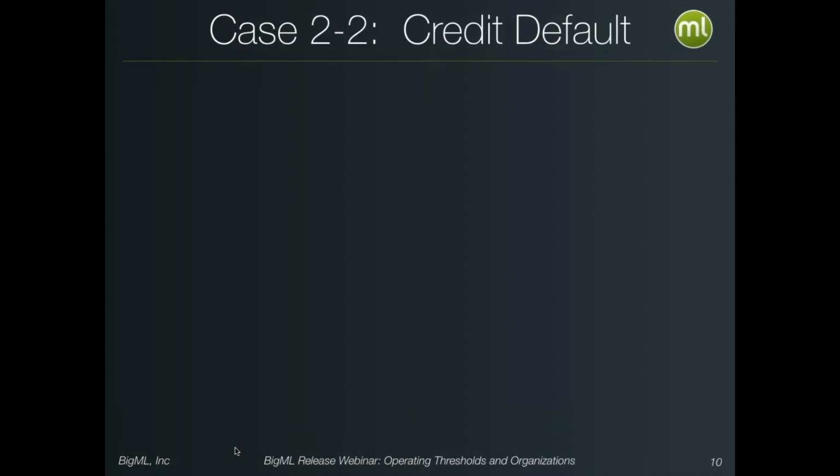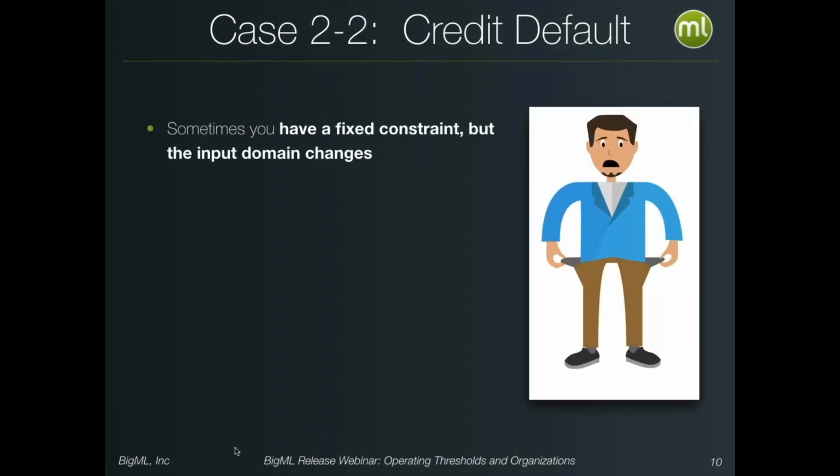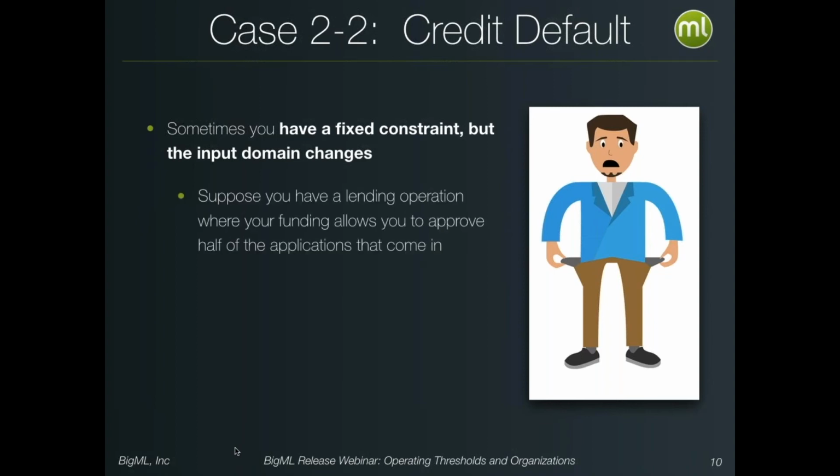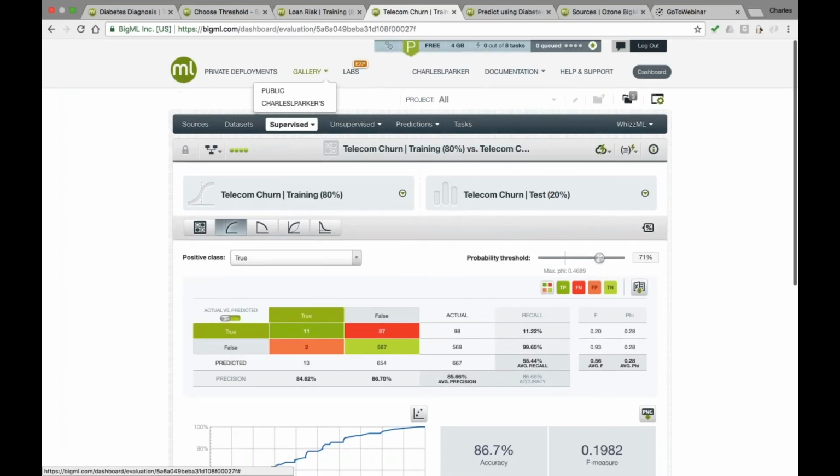And then a subset of this case comes when you've got a fixed constraint of the domain, like the churn case. You've got a 2% constraint, the number of people you want to call. But sometimes the input domain changes underneath you. So a good example of this is if you're a loan processor, you want to fund loans based on applications that come in. But let's say you have a funding situation such that you can only approve half of the loans that come in. So you've only got so much money to lend out, and given the application volume that you get and the amount of the loans that are being asked for, let's say you can only fund half of the loans that come in, half of the applications. And I have some loan application data right up here.